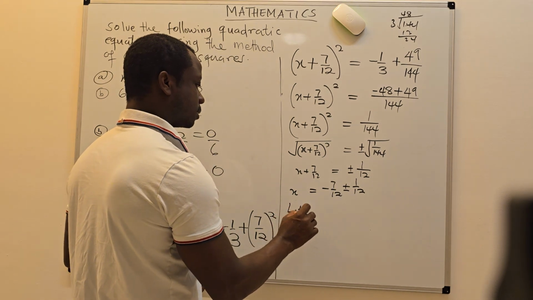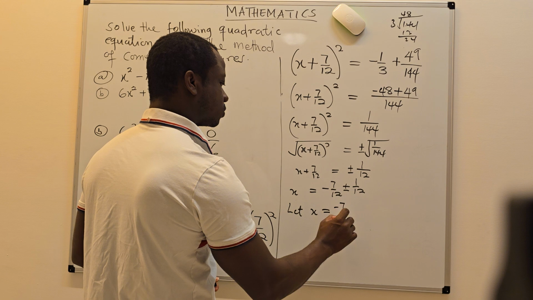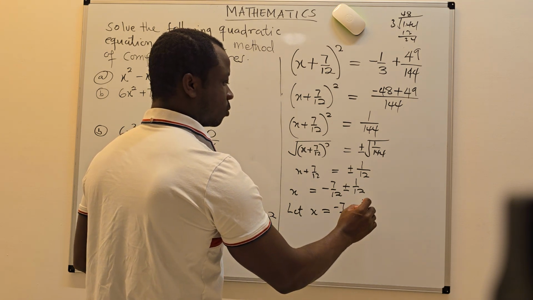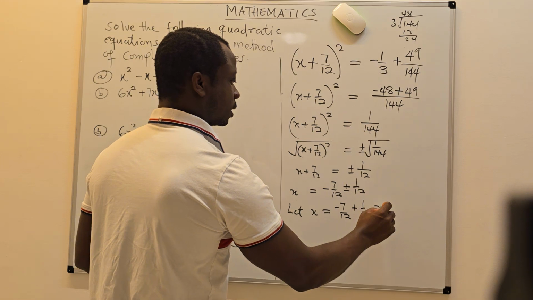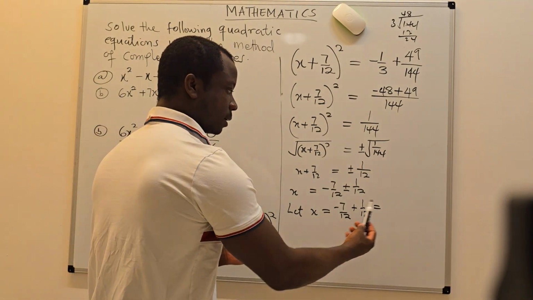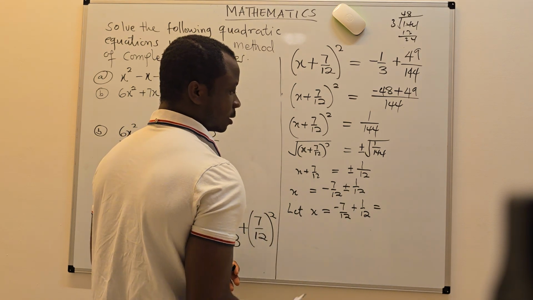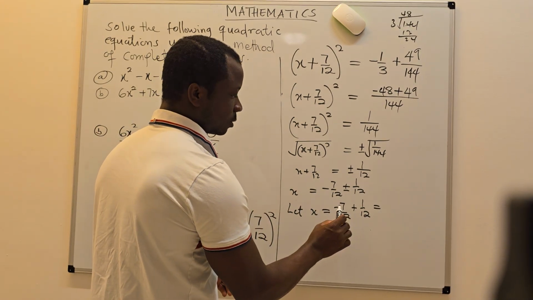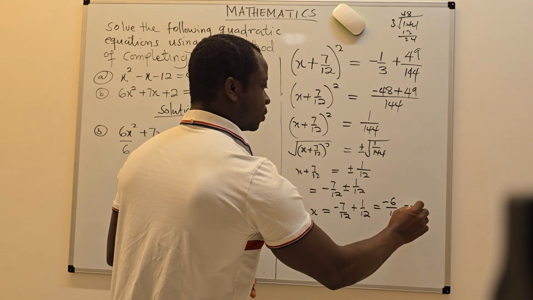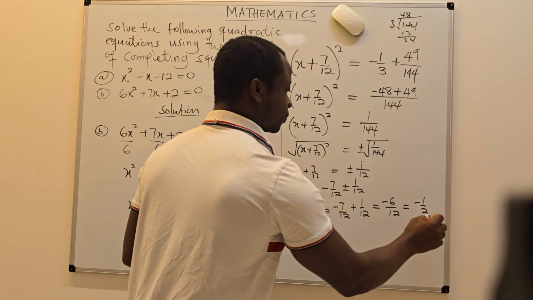Now let x equal to negative 7 over 12, then we are going to take plus 1 over 12. The denominators are the same, so we can simplify the top one. Because it's plus, we are going to add. So we're going to have negative 7 plus 1, negative 6 over 12. Negative 6 over 12 is negative 1 over 2.